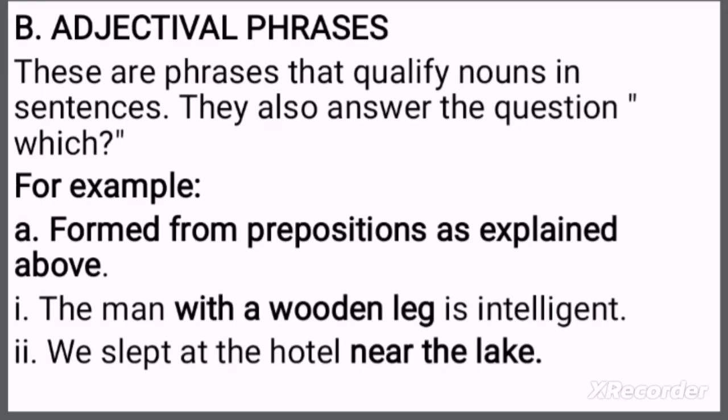We slept near the hotel. We slept at the hotel near the lake. That one is qualifying the noun hotel. In short, phrases accompanied by a noun are adjective phrases. So the first way, they begin with a preposition like this.